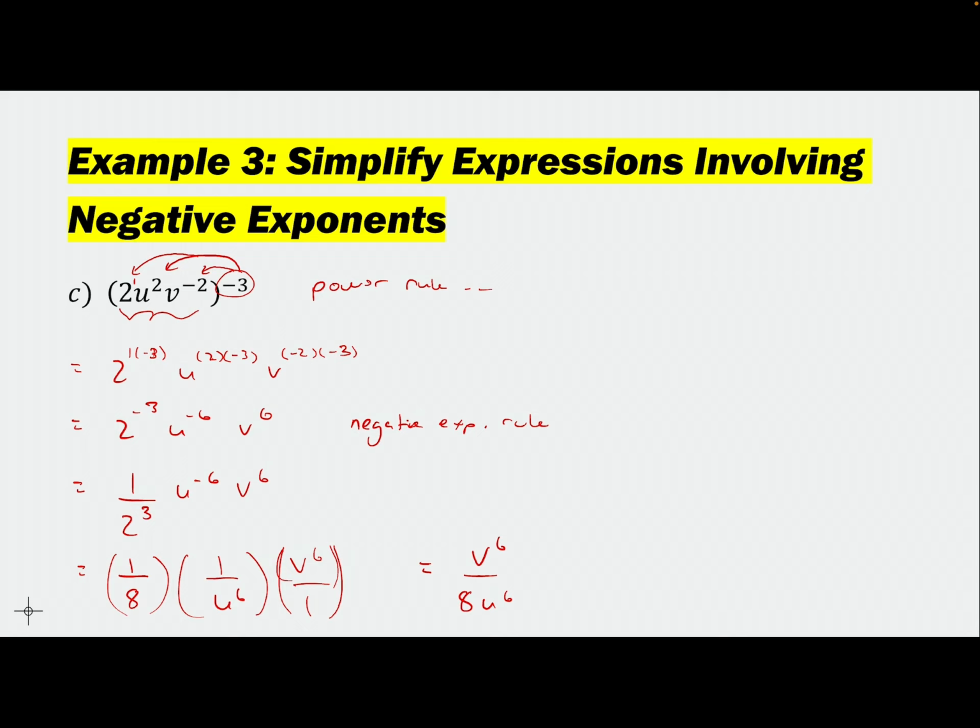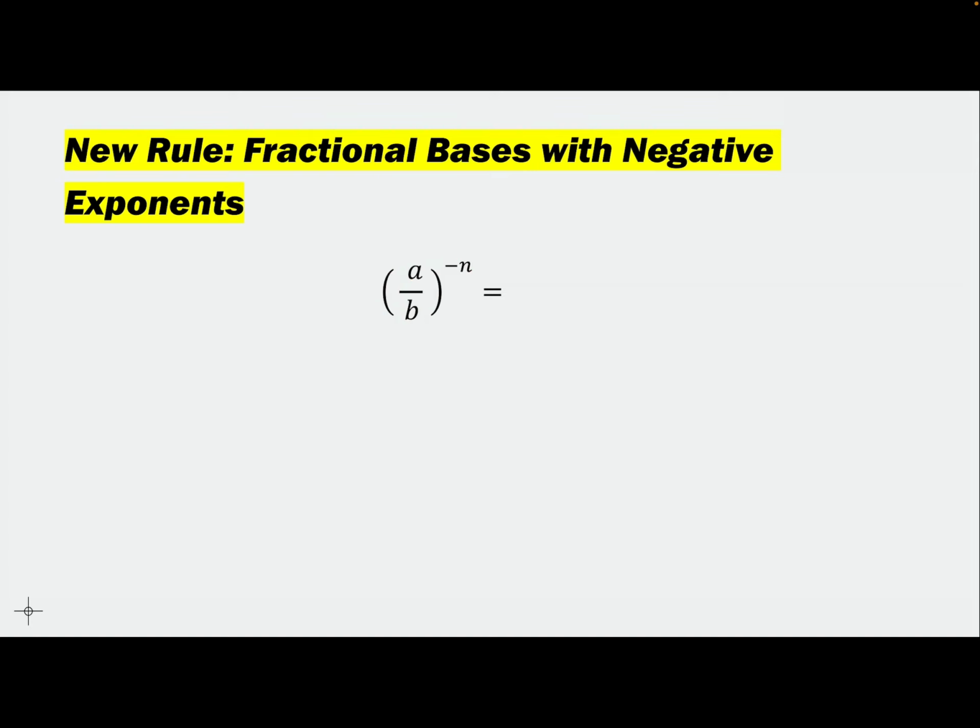All right, so now we're going to move on to our next rule. What happens when we have a fractional base with a negative exponent? So far we just learned what happens when we have a base to a negative exponent. We just write it in the denominator with a positive exponent. But now what happens when we have a fraction inside? So like this here.